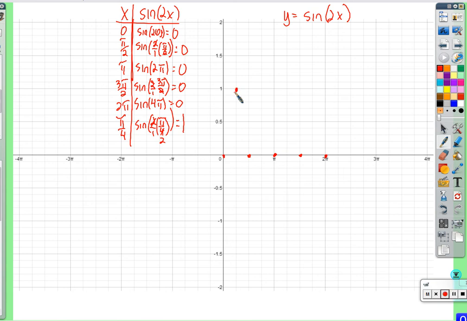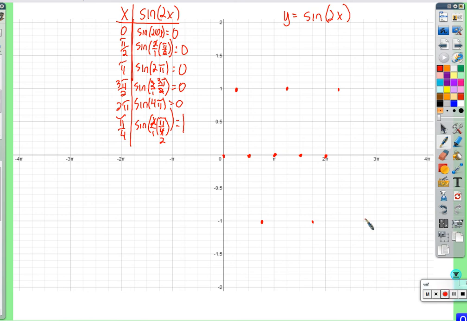So what? It made the period smaller. And at 3 pi over 4, negative 1, we're going to get negative 1. And then it's going to go up here, and here, there, and there. So what did it do to the period? Made it smaller. Shortened it.